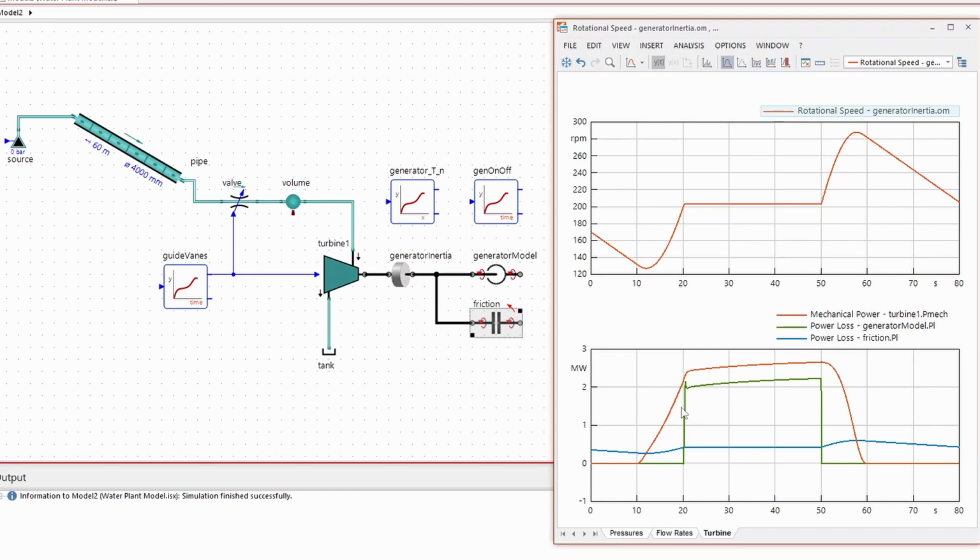In the lower diagram, we can see in red the amount of power produced by the turbine. In green, the turbine power actually converted into electricity via the generator, and in blue, the power loss due to friction.